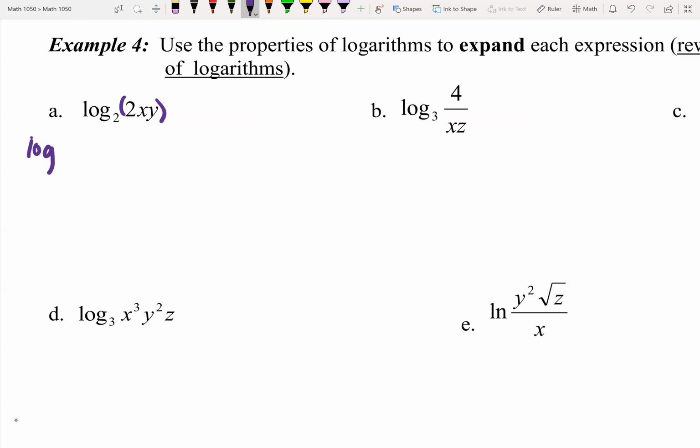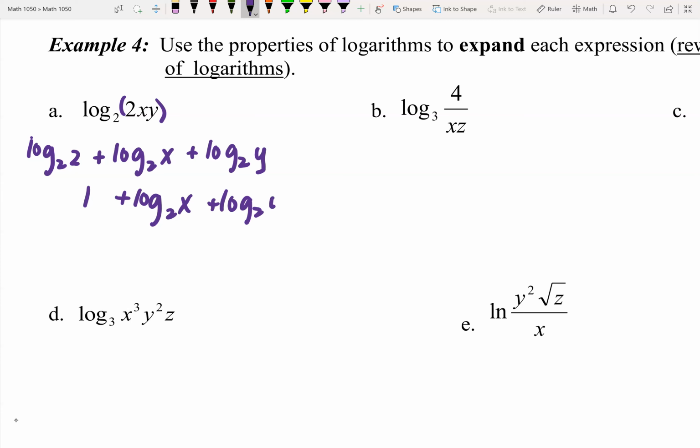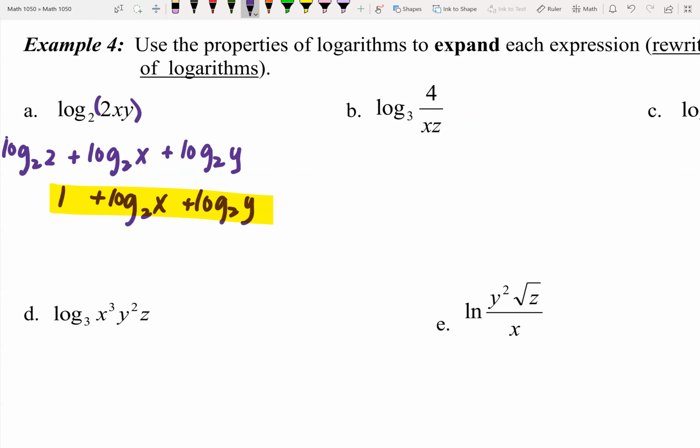So this is going to be log base 2 of 2 plus log base 2 of x plus log base 2 of y. Now, my guess is this is probably going to be a 3-point question, and if this is how you wrote it, you would lose 1. At least on my test, I would take off 1. Why is that a minus 1? Log base 2 of 2 is 1. Yeah, that's another rule. So it's 1 plus log base 2 of x plus log base 2 of y, and we're done. That's it.